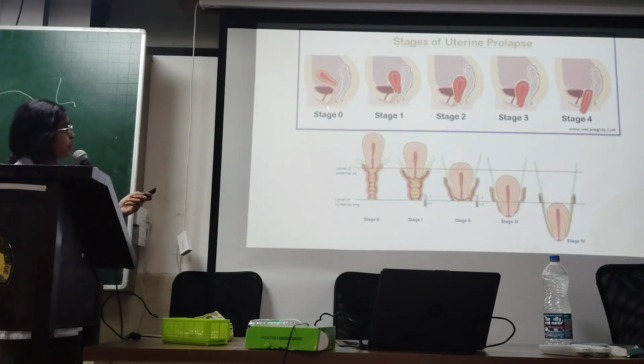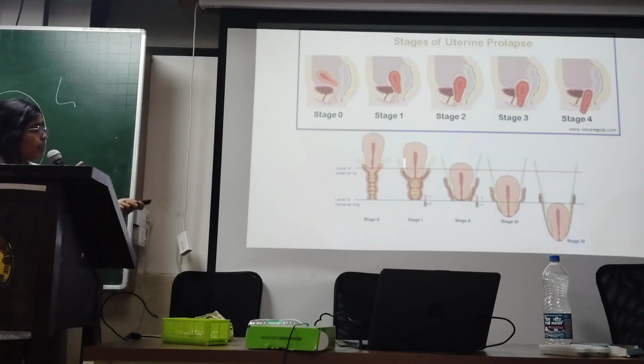There are 5 stages. In stage 0, the uterus is in its normal position. In stage 1, it has started to descend down. This stage is usually asymptomatic. In stage 2, the cervix has descended into the vagina. In stage 3, it has reached the introitus, and in stage 4, it has come out of the vaginal opening. This is the same diagram but in a different view.